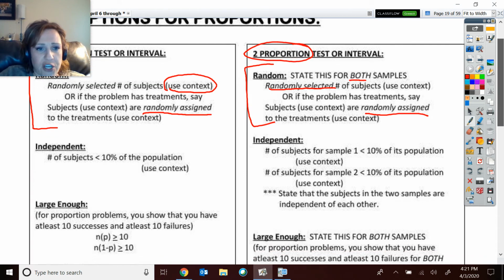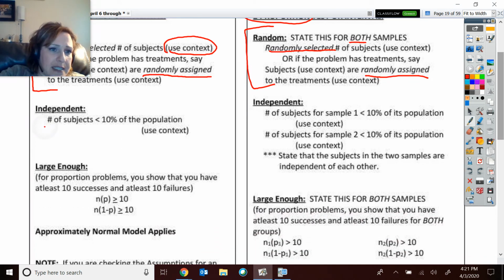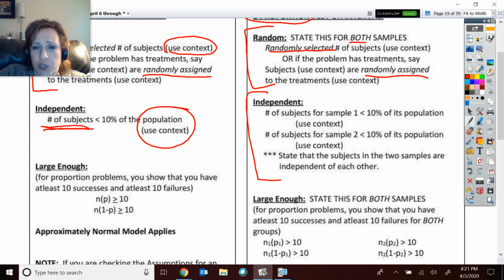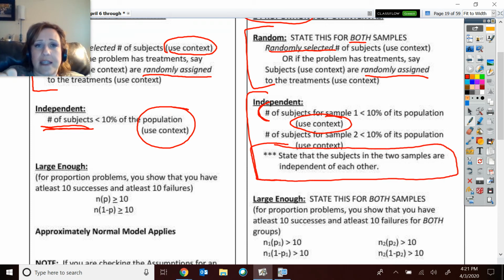Okay? Now, let's take a look at our independence. Independent: n is less than 10% of the population. So n is our number of subjects, is less than 10% of all such students that this professor has. Something along the lines of that, using that context. And when we have those two proportions, we're doing that same thing again. n is less than 10% of the population of all such subjects, and so on and so forth. But again, for two, we're having to say that the subjects in this one group are independent of the subjects in the other group, okay, because we don't want to have them double counted.